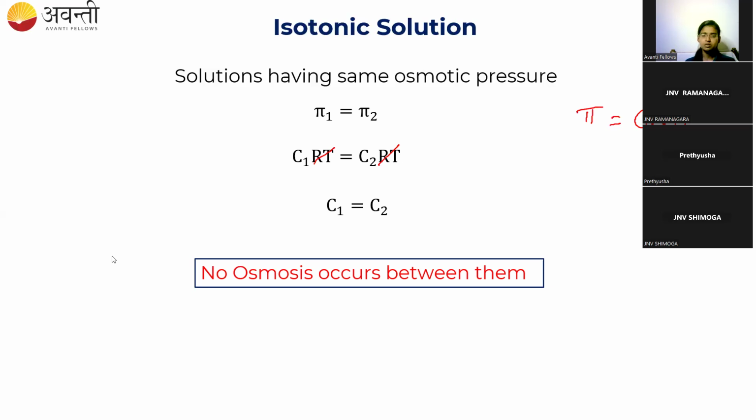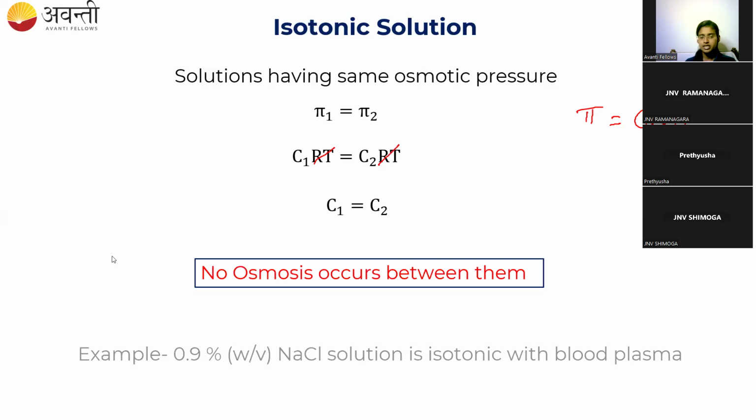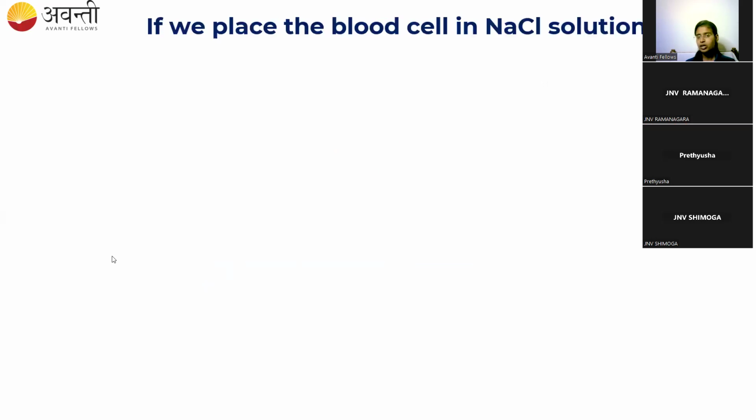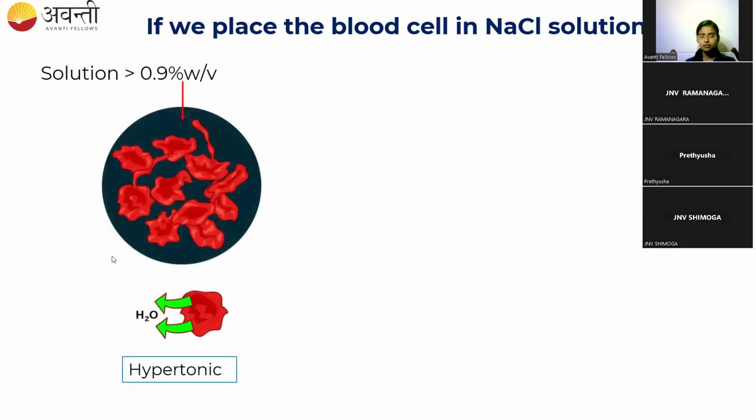So what is the example for this type? The example is 0.9 percent mass by volume sodium chloride solution, which is isotonic with blood plasma. It is isotonic with blood plasma. This means that if we place a blood cell in the sodium chloride solution, three things can happen.